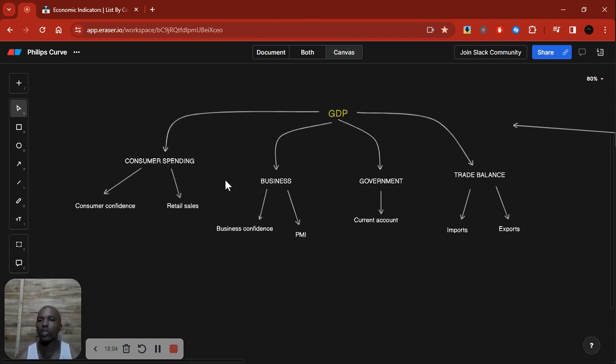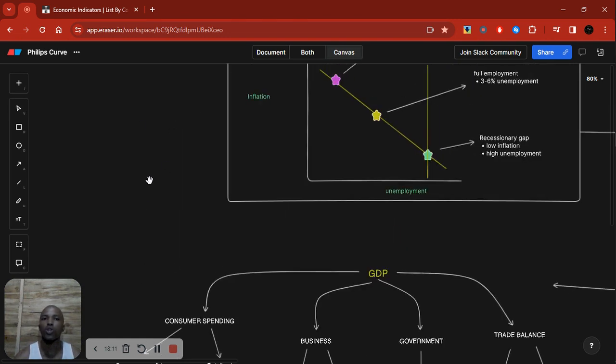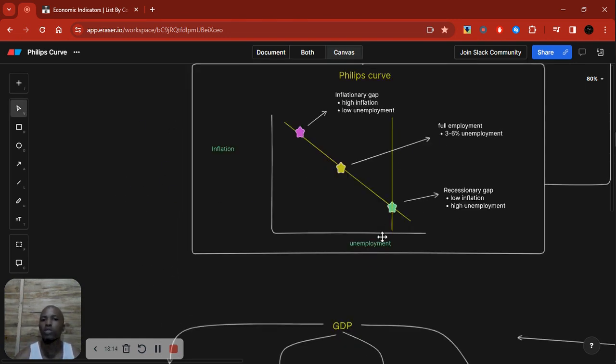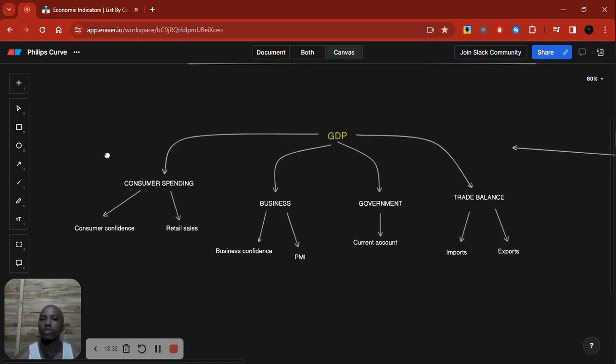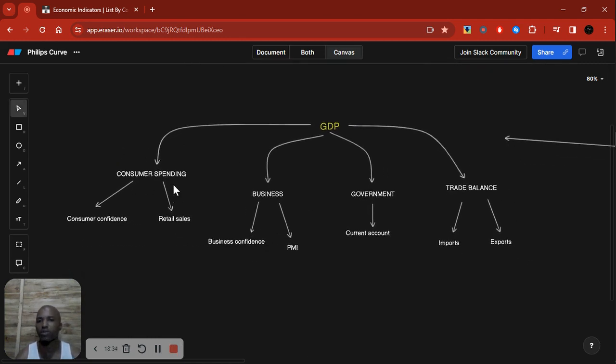Because if consumers are no longer spending and businesses are shutting down, that means unemployment is going higher. And then we go back to the Phillips curve, because unemployment is getting higher as consumers are no longer spending and businesses are closing down, so inflation should go down. That means we're in a recessionary gap, right? That is why I keep on saying that consumers are very important in this whole cycle. If they're not spending money, then businesses will suffer, and if businesses suffer, then unemployment will go higher.